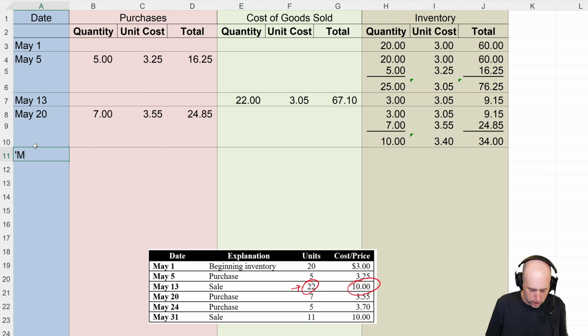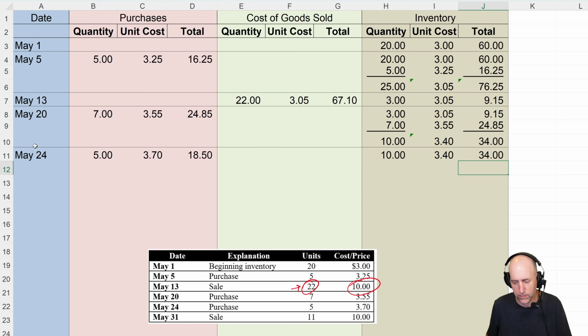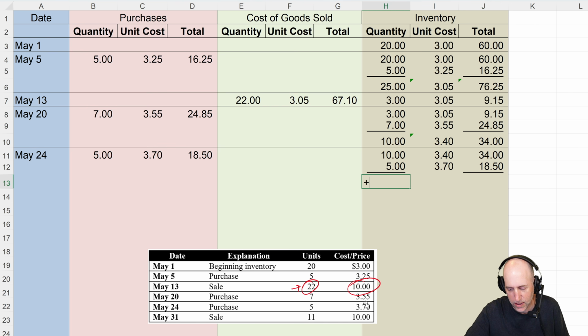May 24th. I buy 5 more, 5 at 3.7. My costs are really skyrocketing here. 5 times 3.7 equals 18.5. I didn't make any sales today. I had 10 at 3.4 for 34. I'm adding to it 5 at 3.7 for 18.5. Add the left side, add the right side. 10 plus 5 is 15.